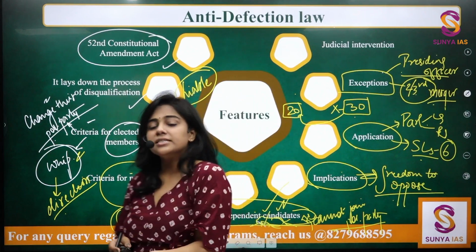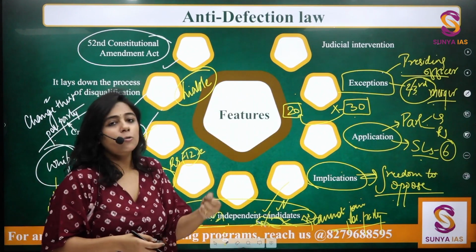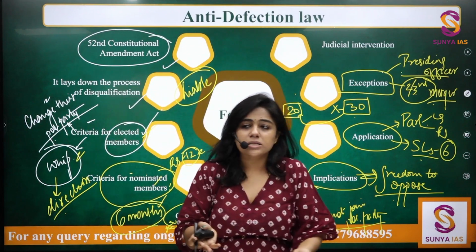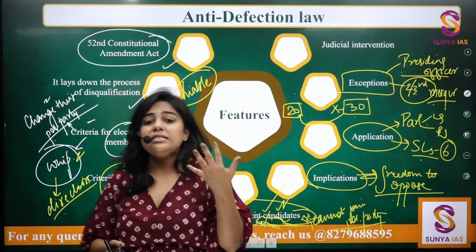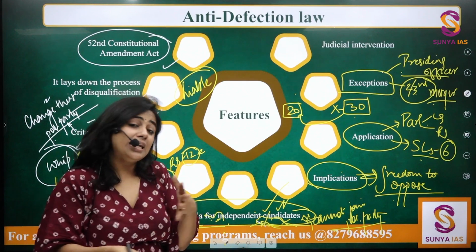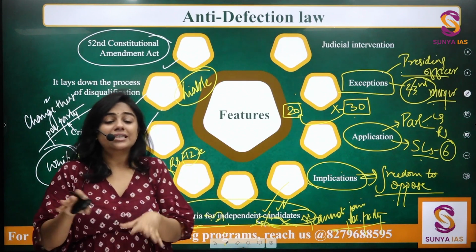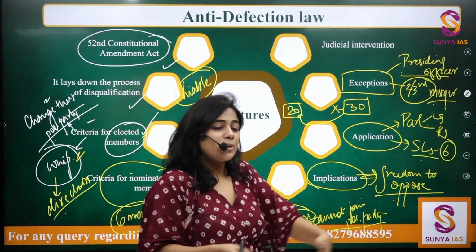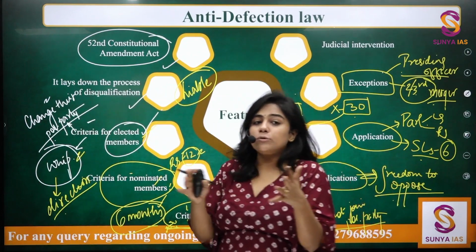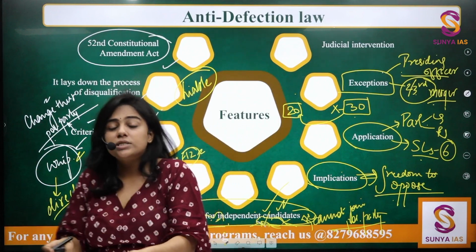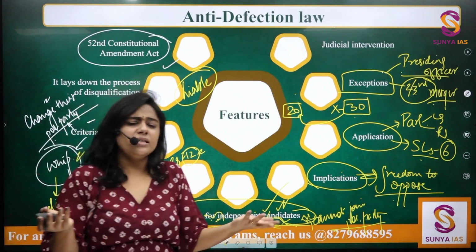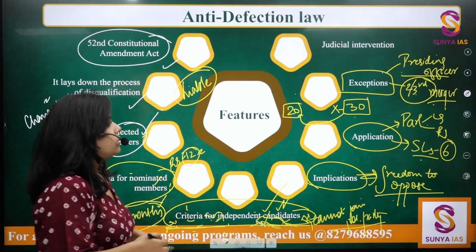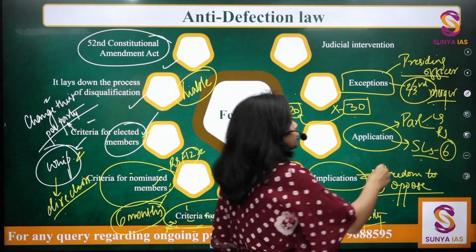So, two-thirds merger is allowed. And this is again a criticism. Why is it allowed? Because, okay, you have stopped individual defections, but you are actually encouraging mass defections, which will lead to the instability of government. Because mass defections will happen, people will go from here to there, the ruling party might lose a lot of legislators, and then they might lose their majority itself, right?